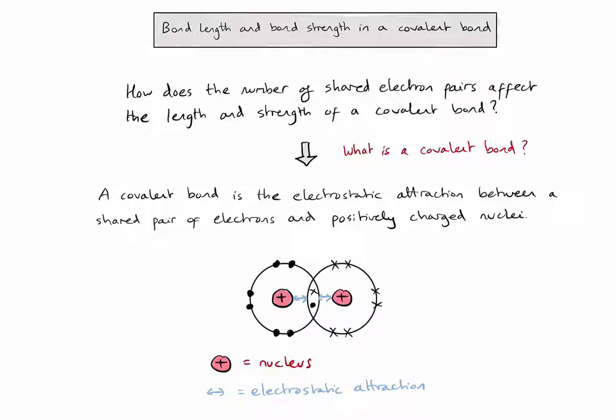Because in this diagram we have only one shared pair of electrons, we'd call this a single bond. And we also need to be aware of double and triple covalent bonds. So let's have a look at an example of each and the impact of this on the length and strength of those bonds.